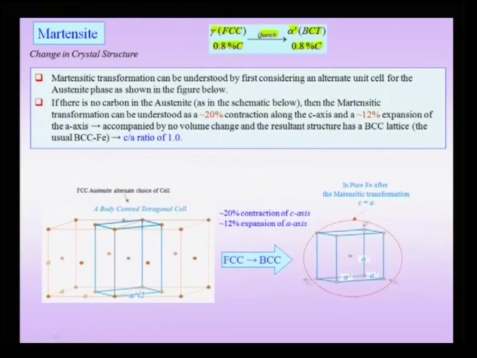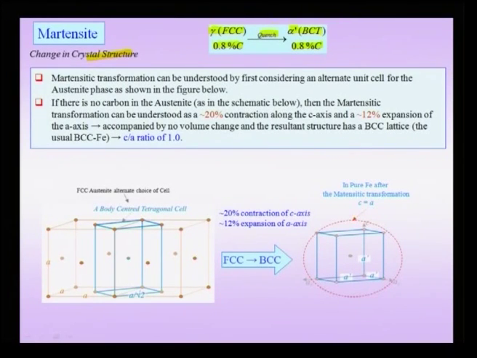That means there is no long range diffusion involved, like in the case of formation of pearlite or bainite from the gamma. So, this martensite involves a change in crystal structure. That means you go from gamma FCC to alpha prime, which is BCT. Now, we have started here with 0.8% carbon steel.